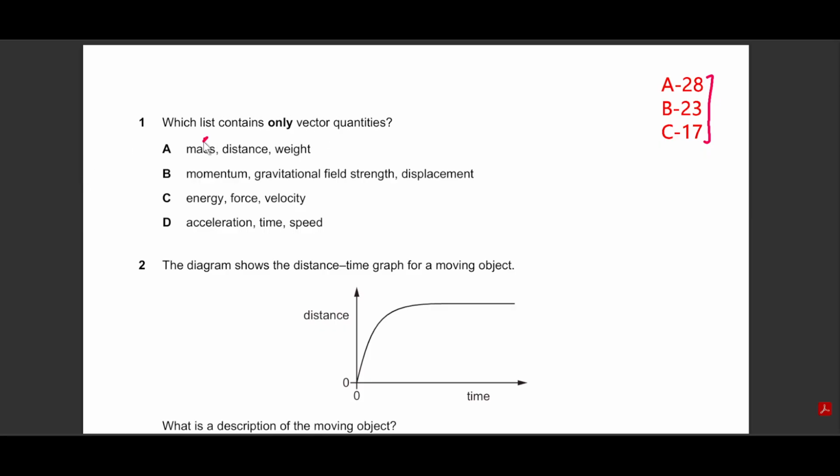Mass is not a vector, so we're ignoring this option. B: momentum is a vector, it's directional. Gravitational field strength is also a vector, because Newton per kg is right. Displacement is also a vector. Energy, no, it's not a vector. Acceleration, vector. Time is not a vector. So the best option will be option B.